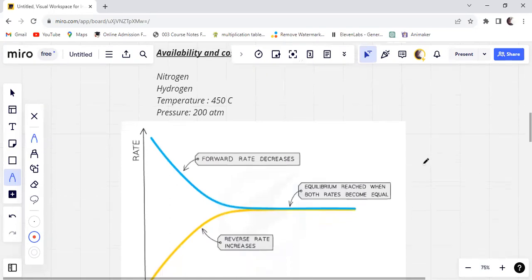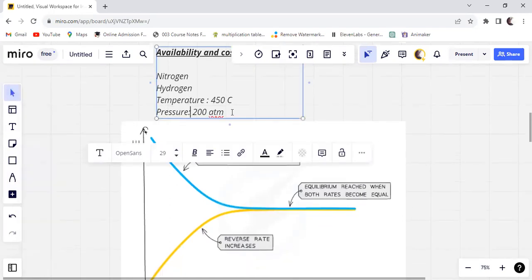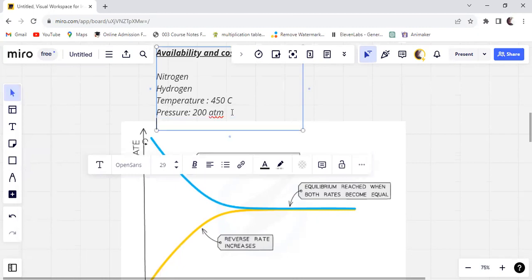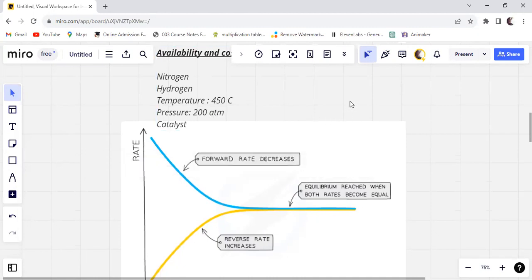Moreover, the other thing which is used for the production of ammonia is the catalyst. You can see in the stages we have used the iron bed. So iron is used as a catalyst over here, and obviously the presence of a catalyst does not affect the position of equilibrium, but it does increase the rate at which equilibrium is reached.